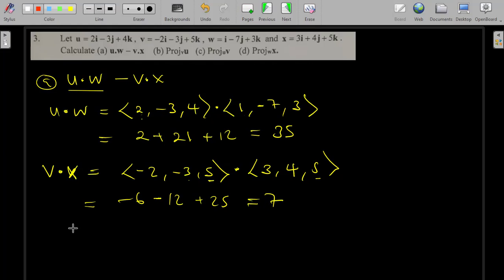But to finish up my question, the question is the dot product of u and w minus the dot product of v and x. So this is just going to be 35 minus 7, and 35 minus 7 gives me 28. Just like that I find the first one.